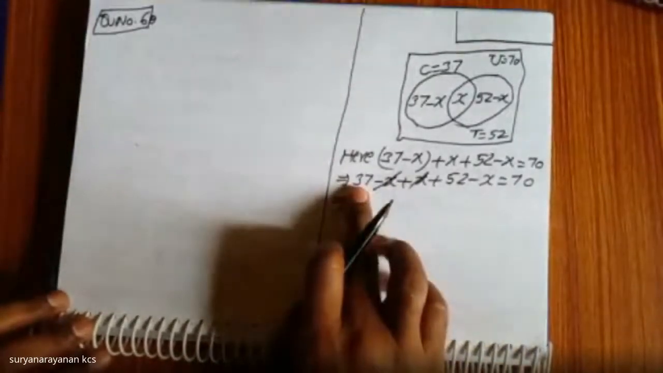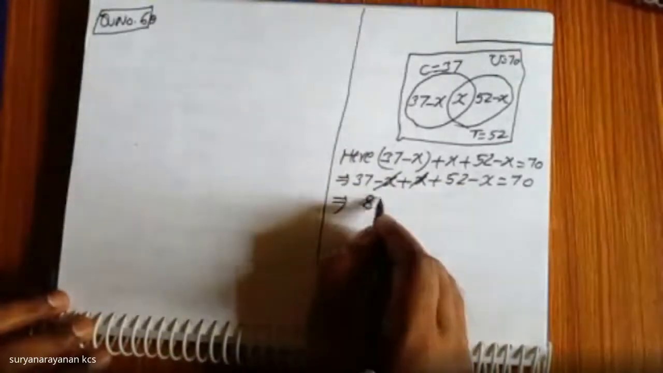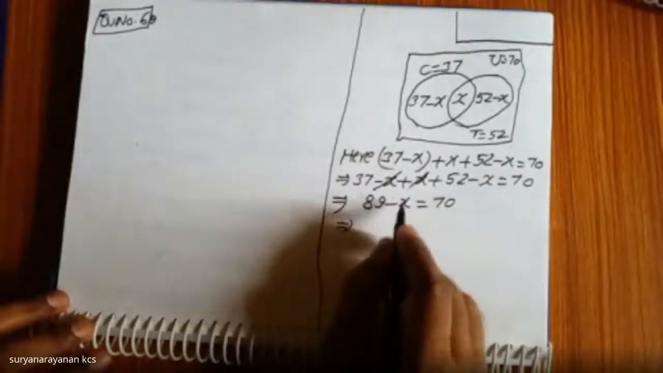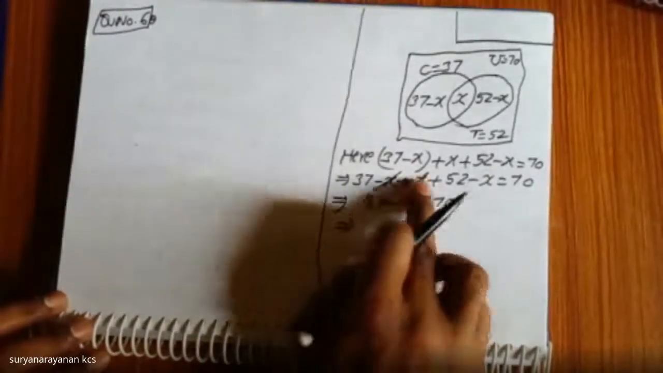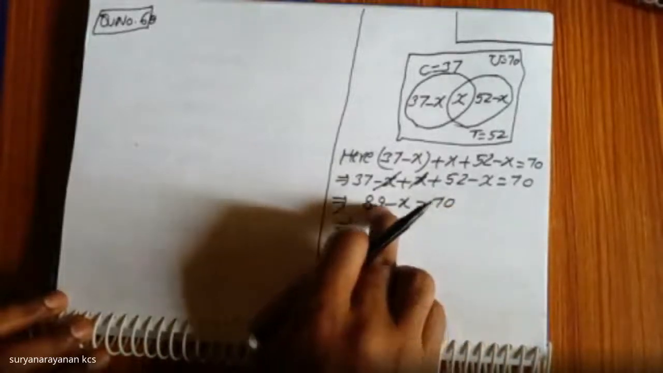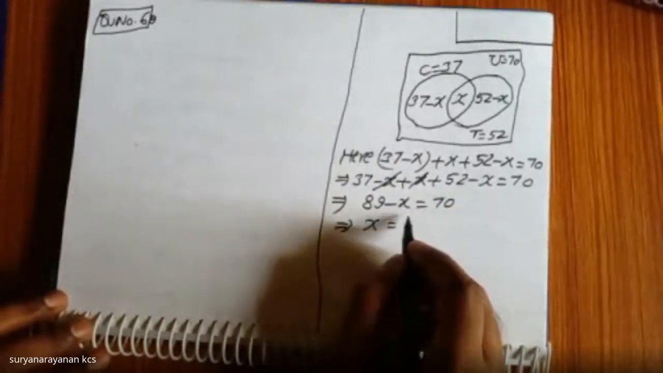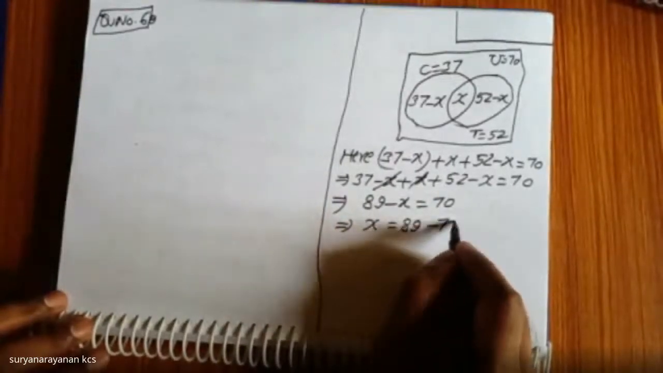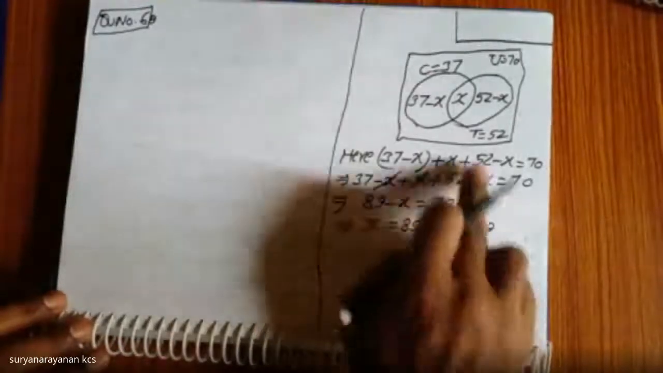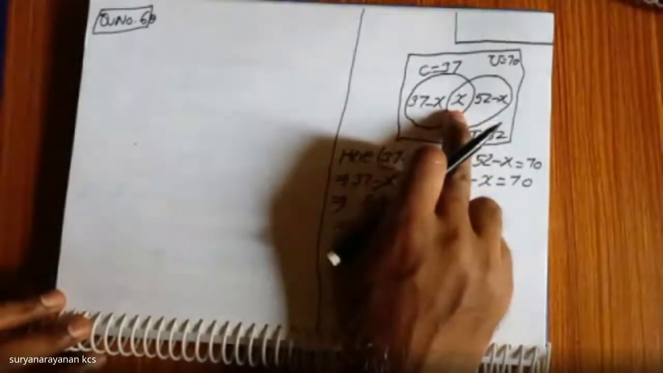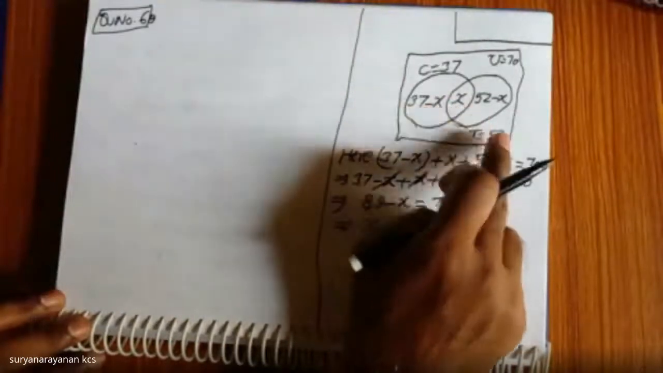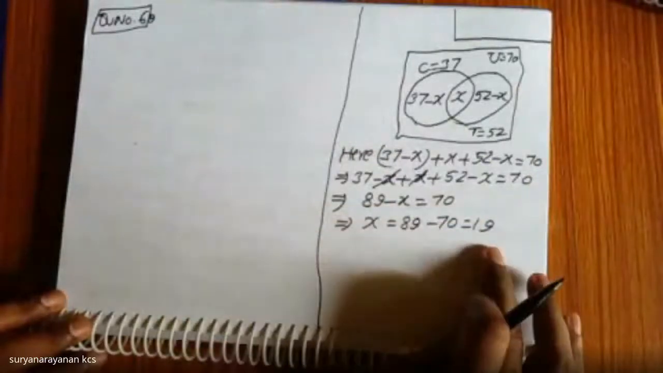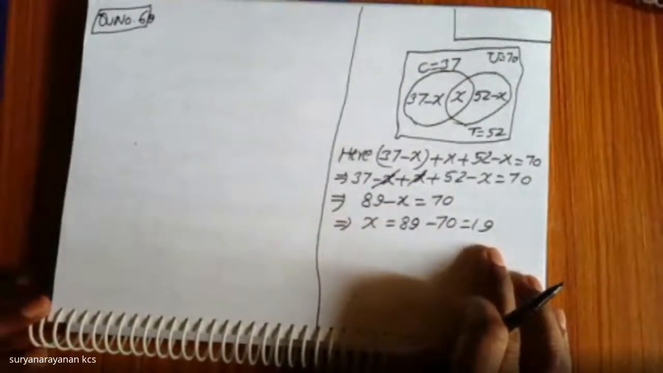Now what will you get? 37 plus 52, 89. 89 minus x is equal to 70. By solving this equation, if you transpose x to RHS and we transpose 70 to this side, x is equal to 89 minus 70, that is equal to 19. This x denotes 19. So 19 people like both coffee and tea. Understood this Venn diagram? Through this Venn diagram, you can write the solution to this question.